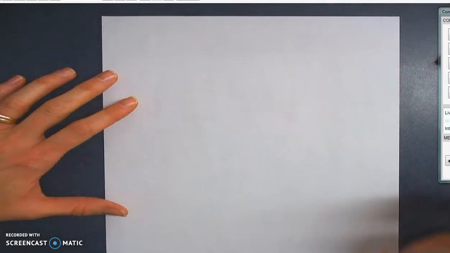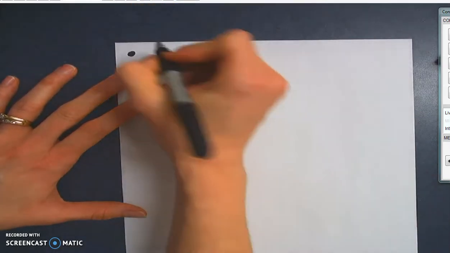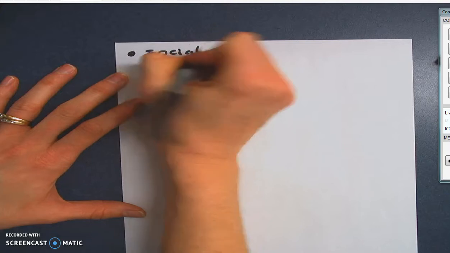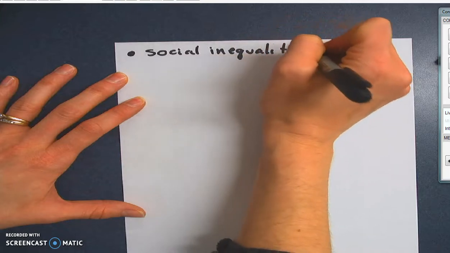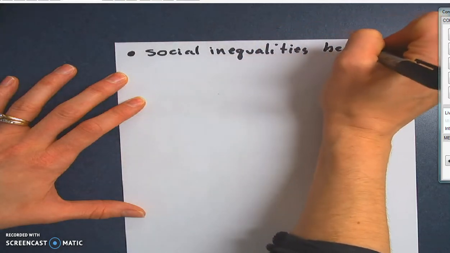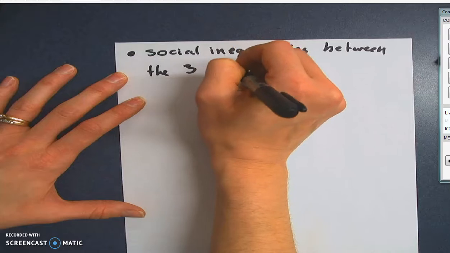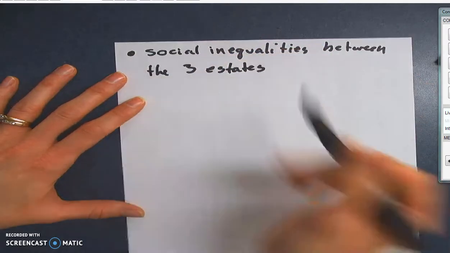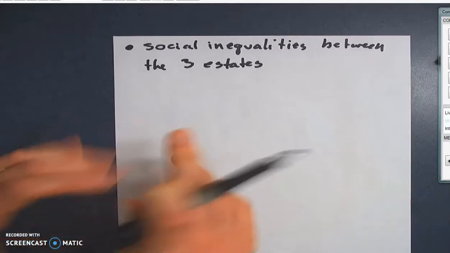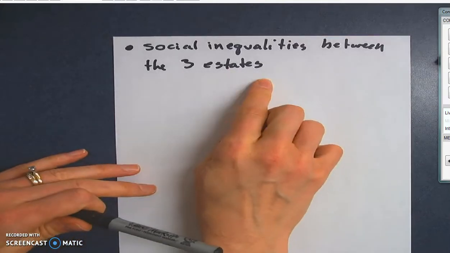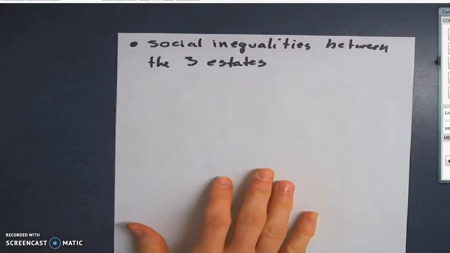So, the final cause of the massive causes of the French Revolution were social inequalities between the three estates. Now, it really goes beyond social inequalities, but we'll start with social and we'll build off of that. In France, they call their social classes estates. So where we have a lower class, middle class, upper class, in France they had the three estates.